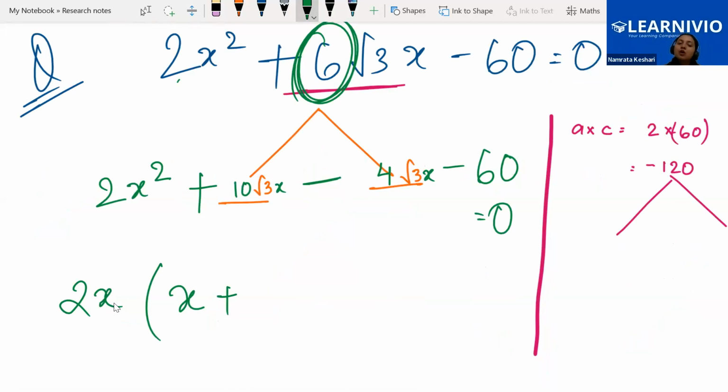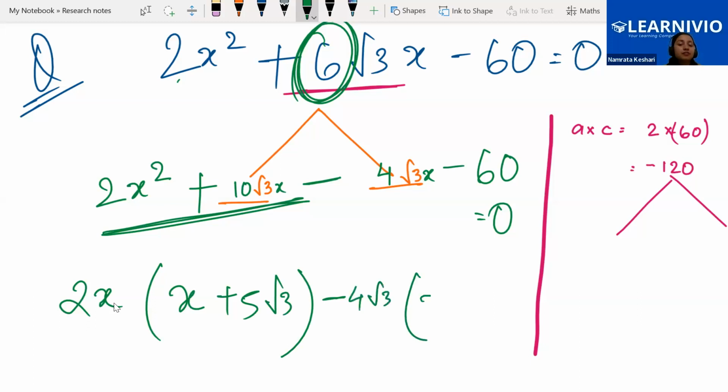2x we have taken out common. What is remaining from first two terms? 5 √3. Exactly, 5 √3. From the next two terms also, what can be taken out common? Minus. No need to think about it. Whatever is there extra, 4 root 3, you will be taking out common and you can check it. You will be left with x plus 5 root 3.